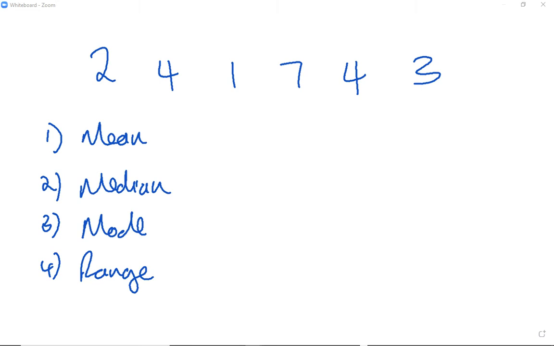So when I'm calculating the mean, I don't have to worry about putting it from smallest to biggest. I can just add it up and divide it by the total number of numbers. So I'm going to take 2 plus 4 plus 1 plus 7 plus 4 plus 3, and I'm going to divide all of this by the total number of terms. And how many terms do I have here in total? I've got 1, 2, 3, 4, 5, 6 terms.